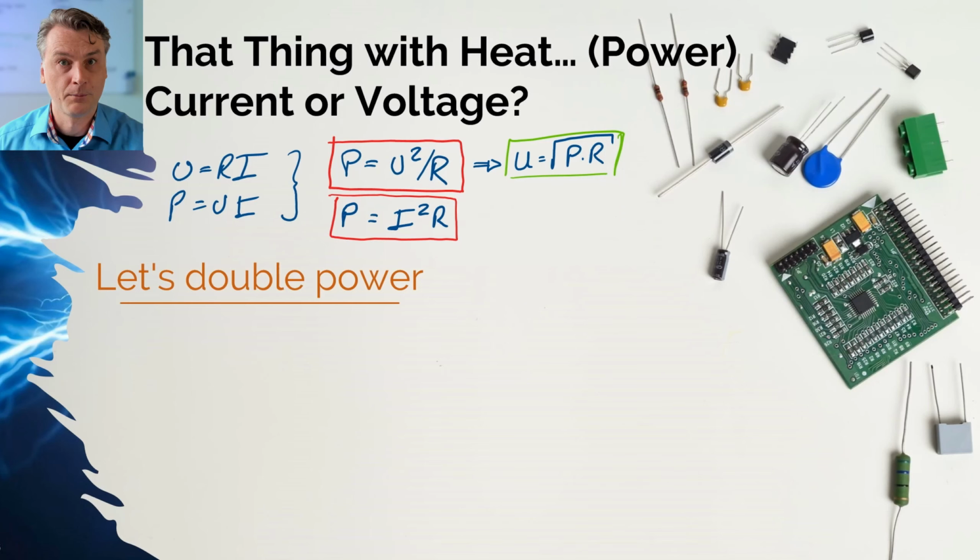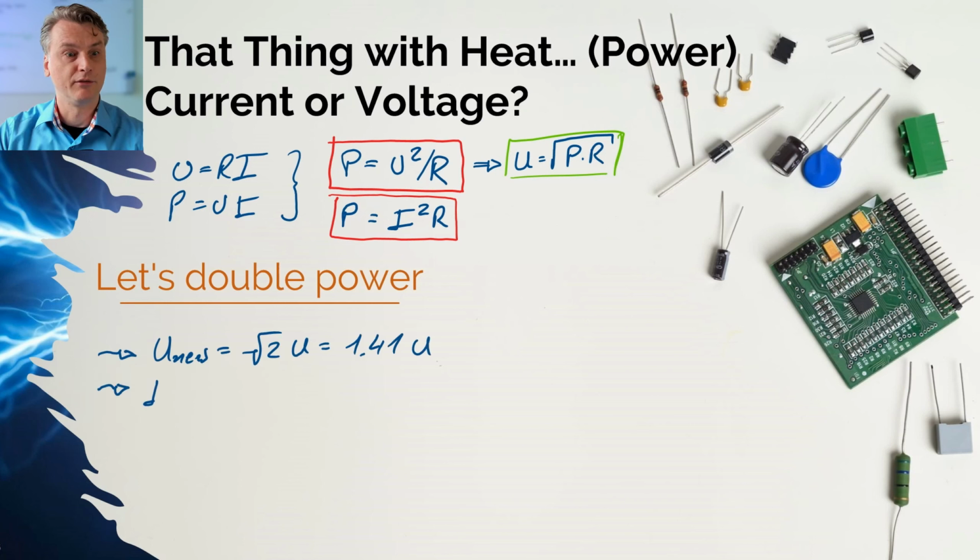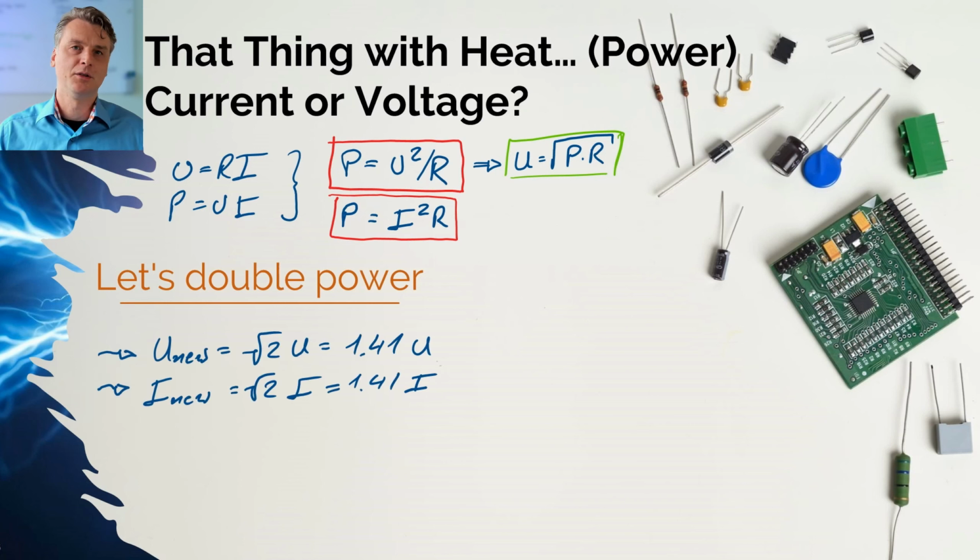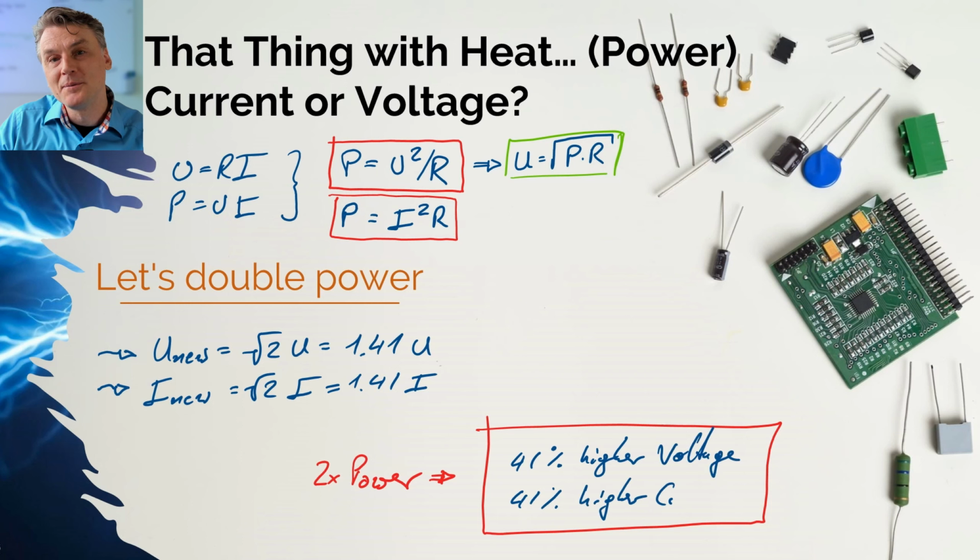And no. Let's double power for your convenience. If you double power and use those two equations, you see you double the power loss simply by increasing the voltage by 41%. Increasing the voltage will increase the current. Both of them increase by 41%, meaning the total power then increases by 100%. Yeah, so just increasing voltage doesn't reduce power loss. It increases power loss.